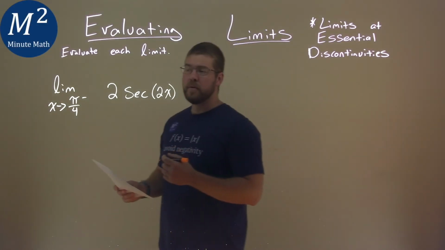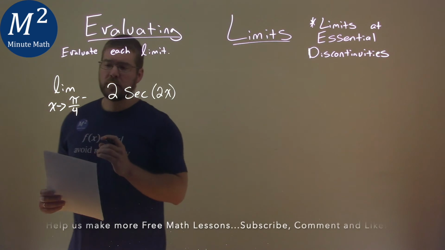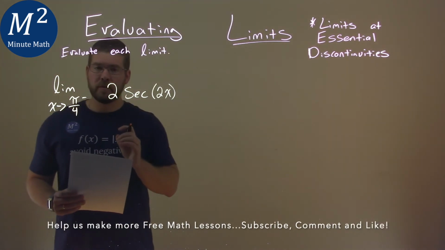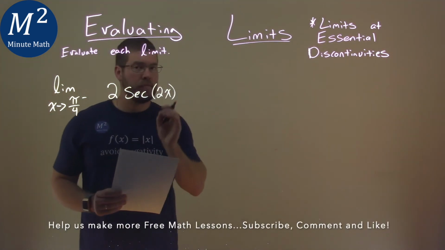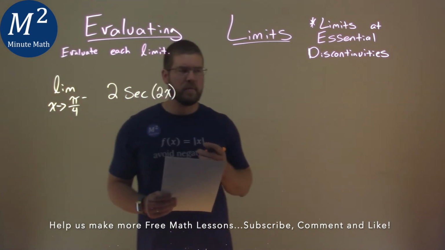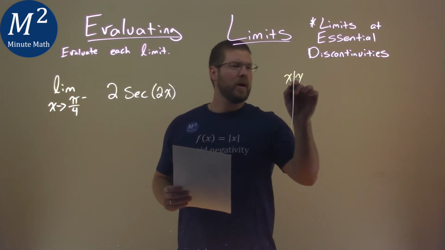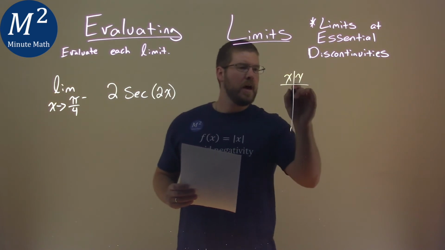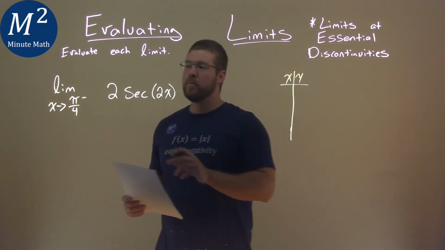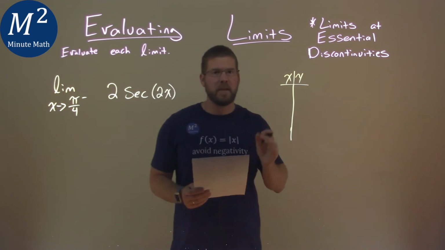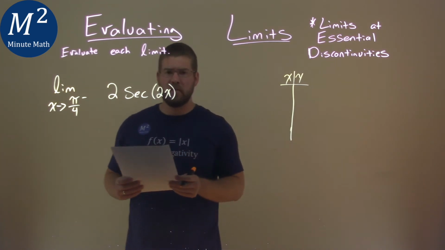We're given this limit right here. The limit as x approaches pi over 4 from the left of 2 times the secant of 2x. And we're going to evaluate this limit. Now let's use a table here. We have our x and our y value right there. And we're going to see what happens as we approach pi over 4 from the left, as we get closer and closer to pi over 4.